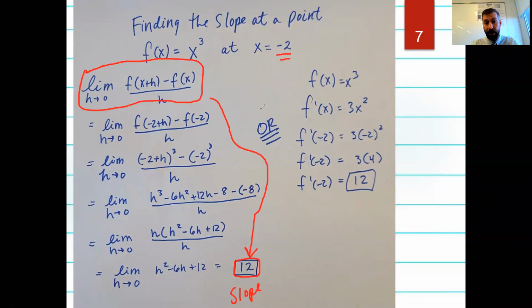But what I want to talk about today is that there's a different method. Instead of using this to find my derivative, we can use a shortcut called the power rule.